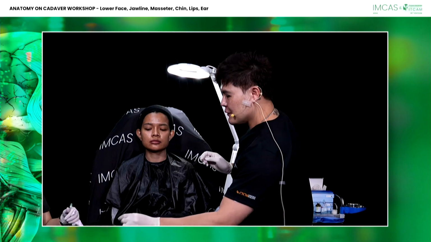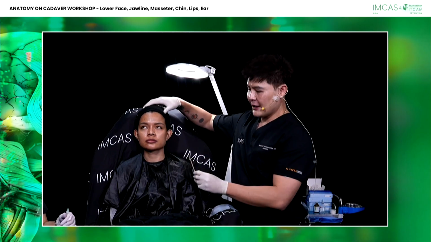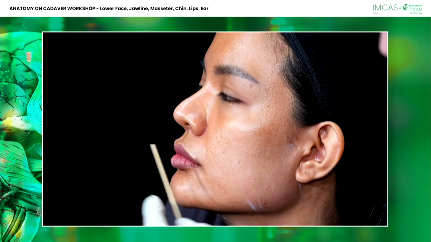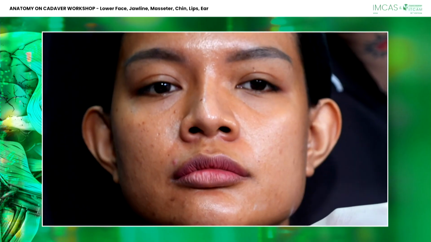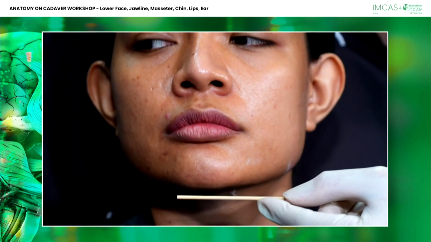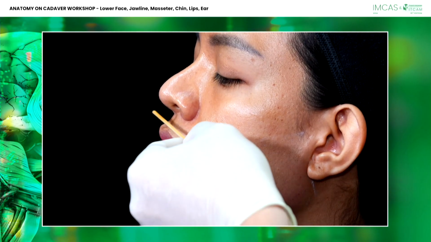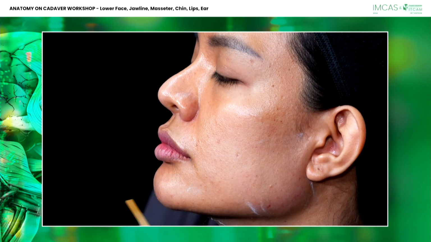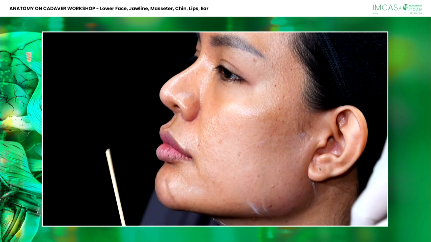Right now we will move to the lower face, the jawline. This is an interesting case. Let's take a look at the lateral view. From the subnasal here down to the menton here, we divide it into three parts: upper, middle, lower.